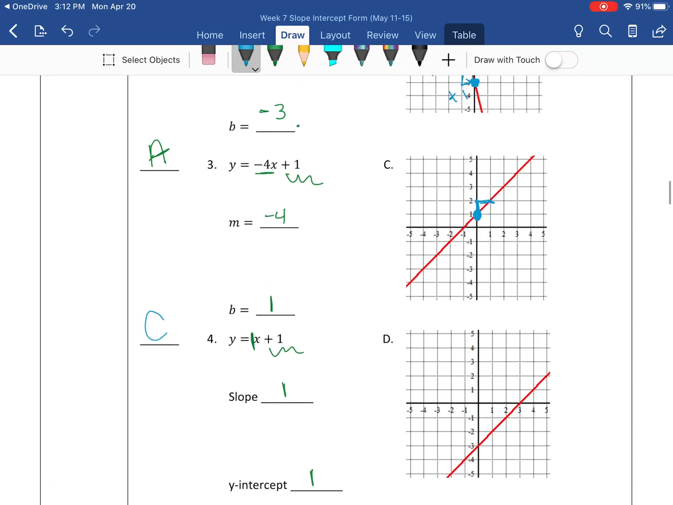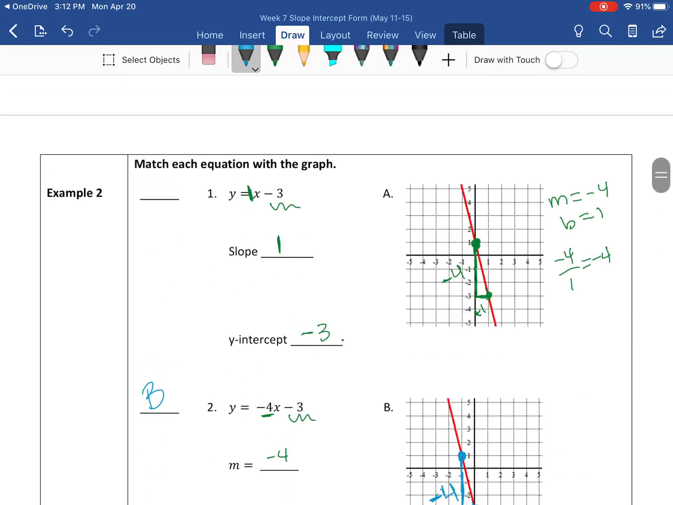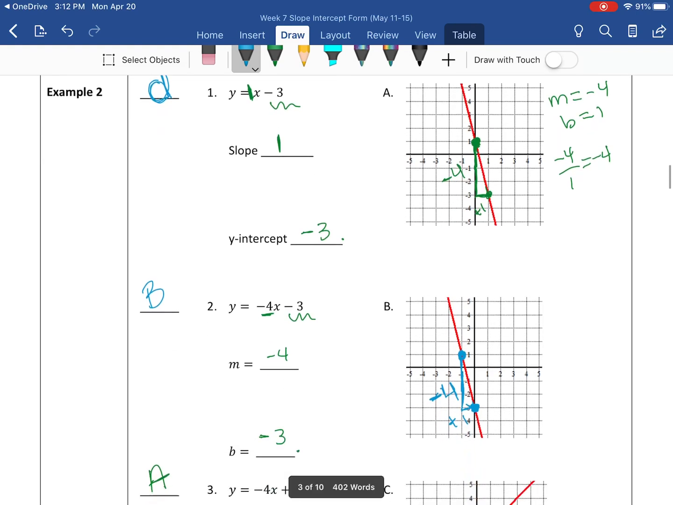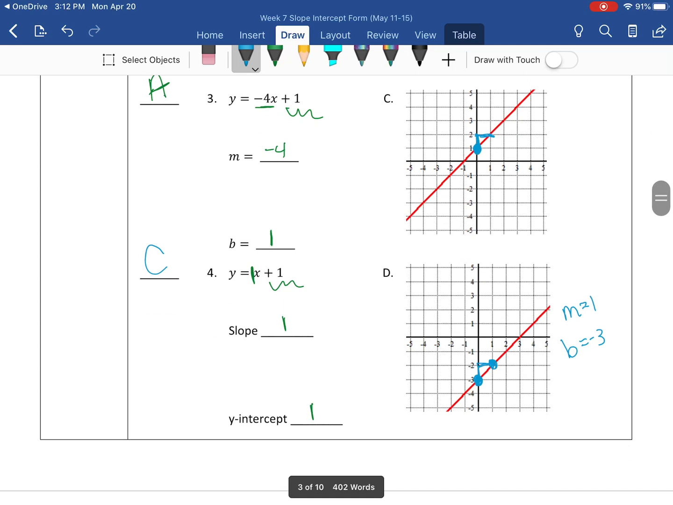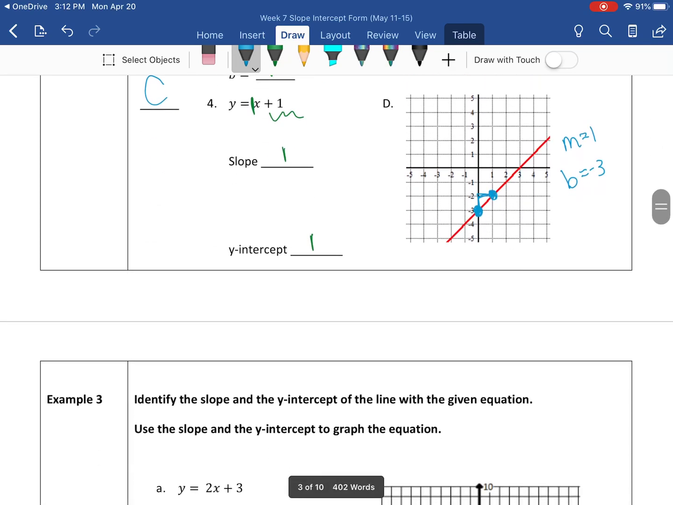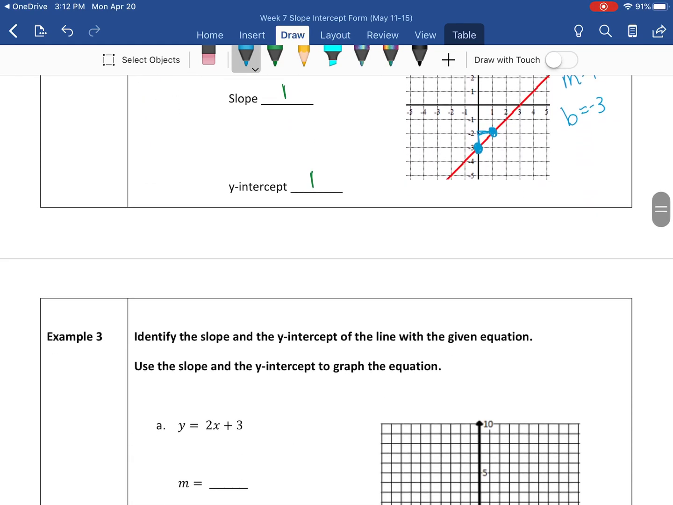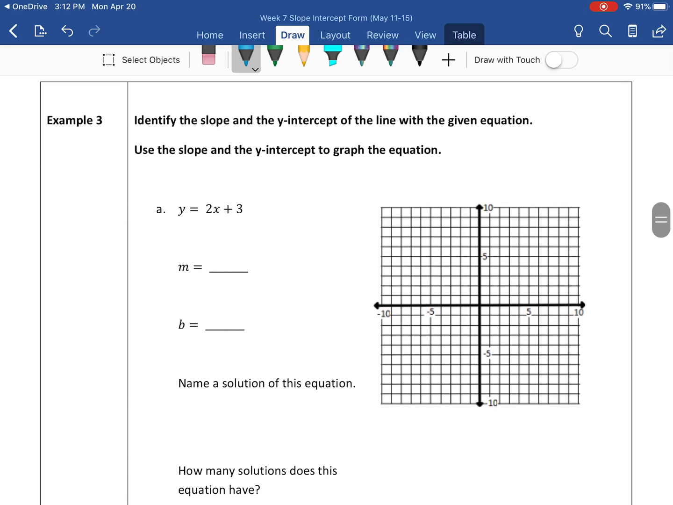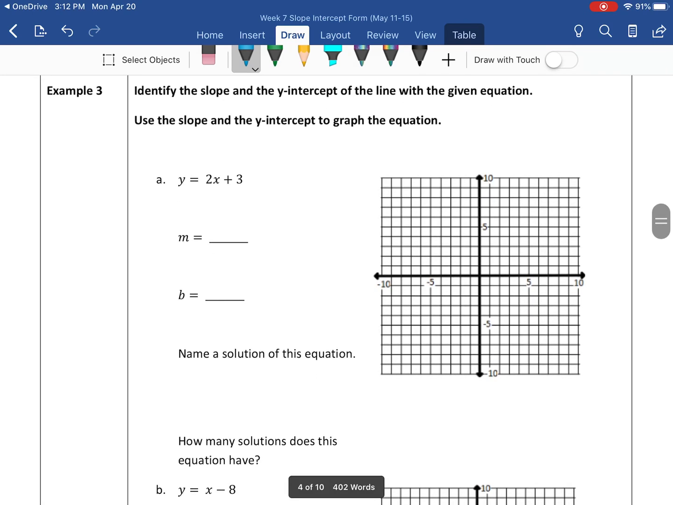And then let's make sure letter D matches with number 1. We have a slope of up 1 over 1, so a slope of 1. And we have a y-intercept of -3, which does in fact match with number 1, so letter D and number 1 go together. That was just a little extra practice, so hopefully you paused that. If you have questions about any of them, please make sure you message me to ask.